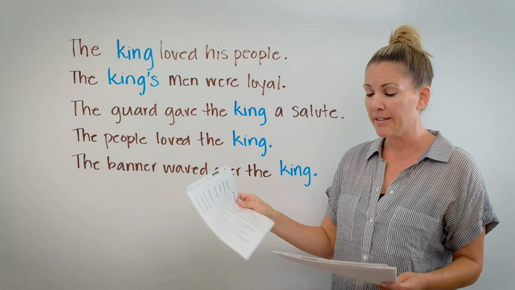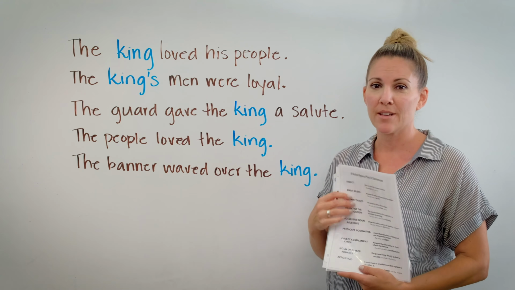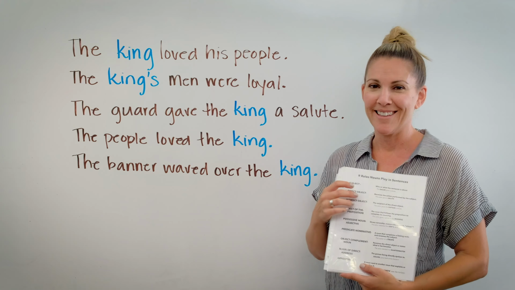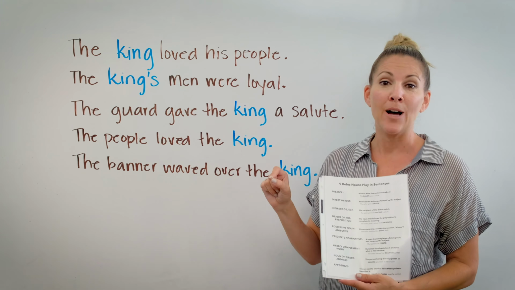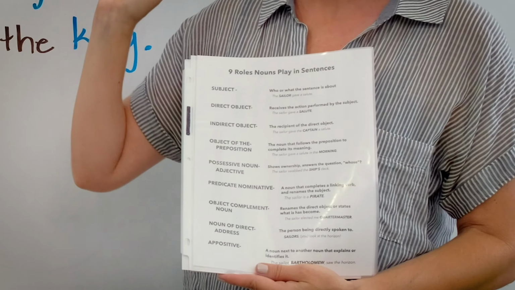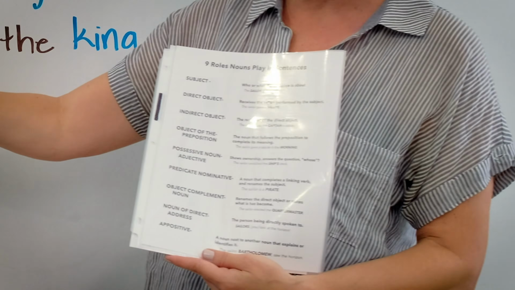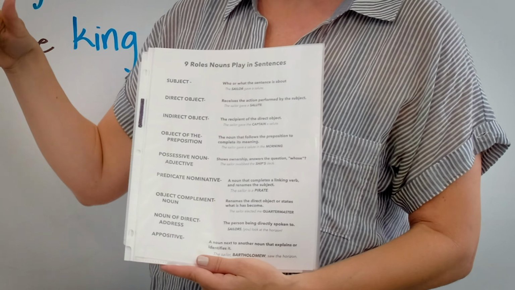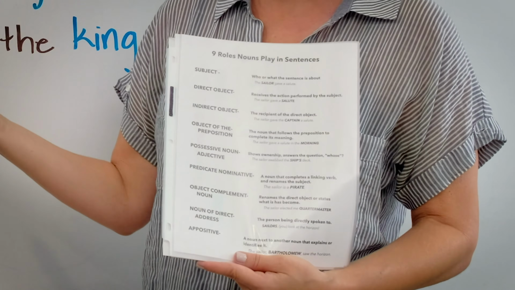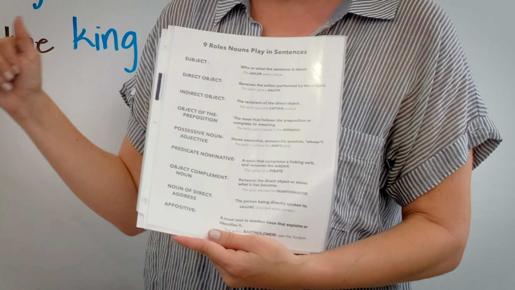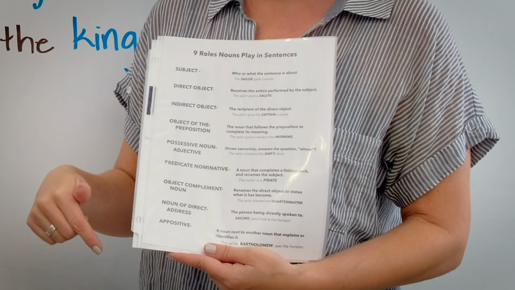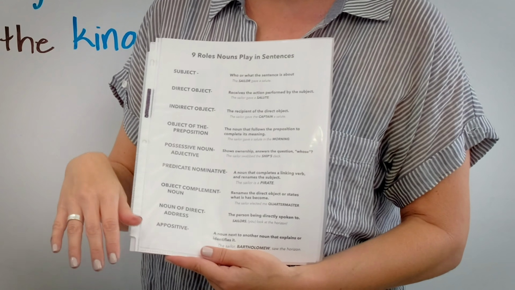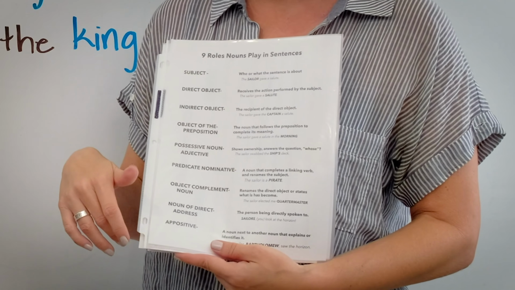The third thing, and this is another printout that you can find in the link in the description, is the 9 roles nouns can play in sentences. This will come in handy a little bit further down the road, but for now, you just need to know that nouns, which everybody hopefully knows are a person, place, thing, activity, or idea, can have 9 different jobs in a sentence, and that's true in English and it's true in Latin. So it's helpful to know those 9 different roles.